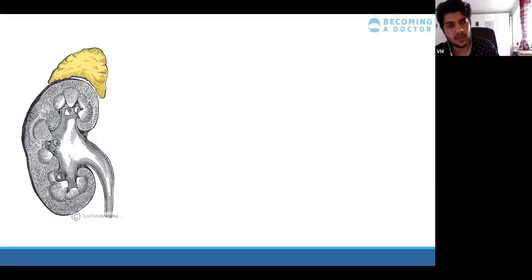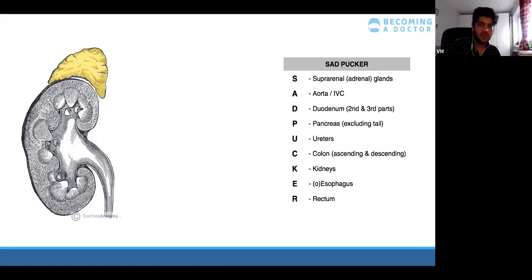So first, a little bit about the adrenal gland itself. You should know that it sits atop the kidney on the cranial axis of it. It's a small little gland, but most importantly, it's a retroperitoneal organ.